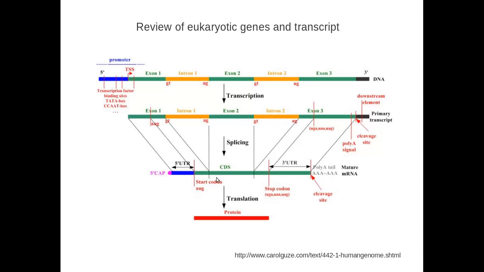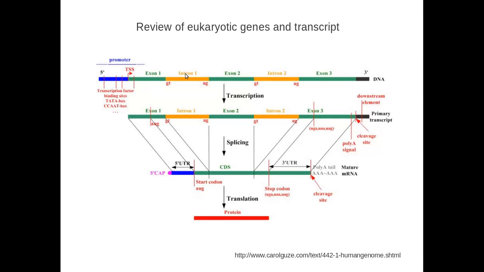And then keep in mind that only certain parts of this mature mRNA are actually translated into a protein, and that part we call the CDS. And that becomes the template that a ribosome uses to build a protein sequence from amino acids.